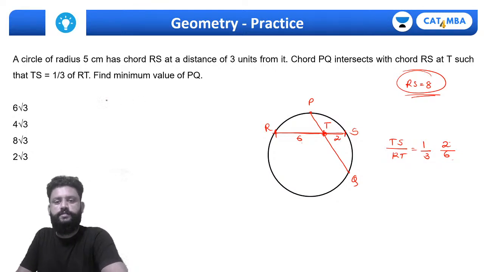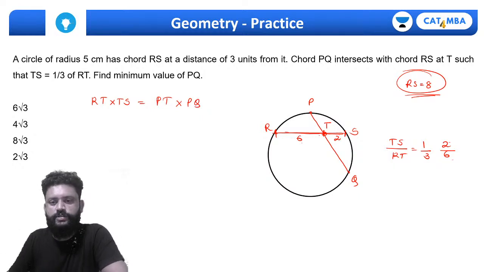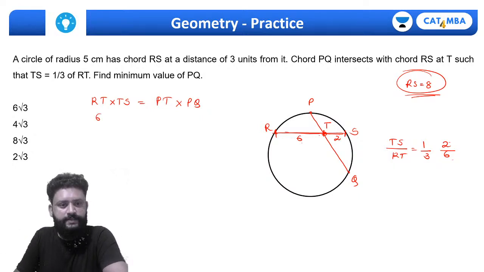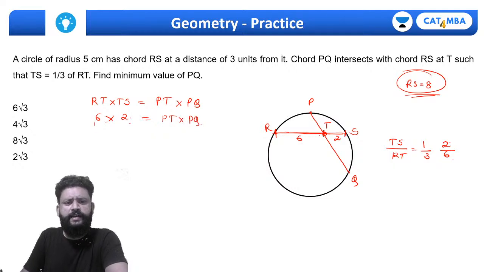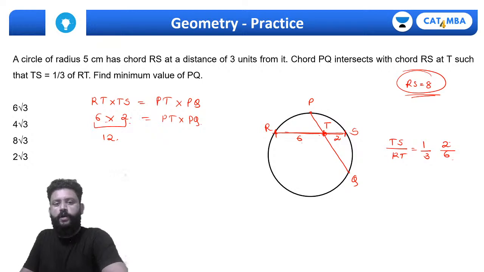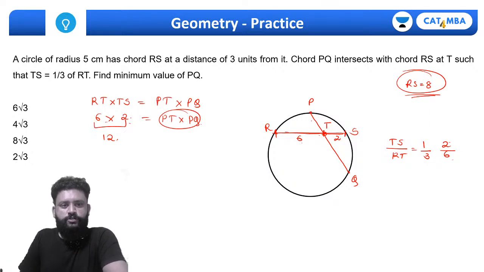So what is the theorem related to intersection of the chords? RT into TS, the two segments of this chord, this product must be equal to PT into TQ. So that's the theorem related to circle we have, and the value of RT we have is 6. Then we have TS as 2. So PT into TQ, this value we will get is 12. Okay, so let's say x and y, the product PT into TQ is 12. That's what we know.